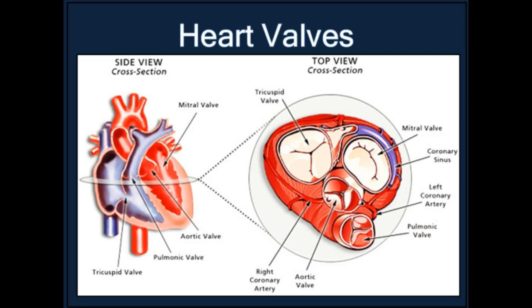Four heart valves are located inside the heart that ensure the one-way flow of blood through the chambers. Located between the right atrium and the right ventricle is the tricuspid valve. Between the left atrium and the left ventricle is the bicuspid valve. Another commonly used name for the bicuspid valve is the mitral valve. Two additional valves are the pulmonary valve between the right ventricle and the pulmonary artery, and the aortic valve between the left ventricle and the aorta.